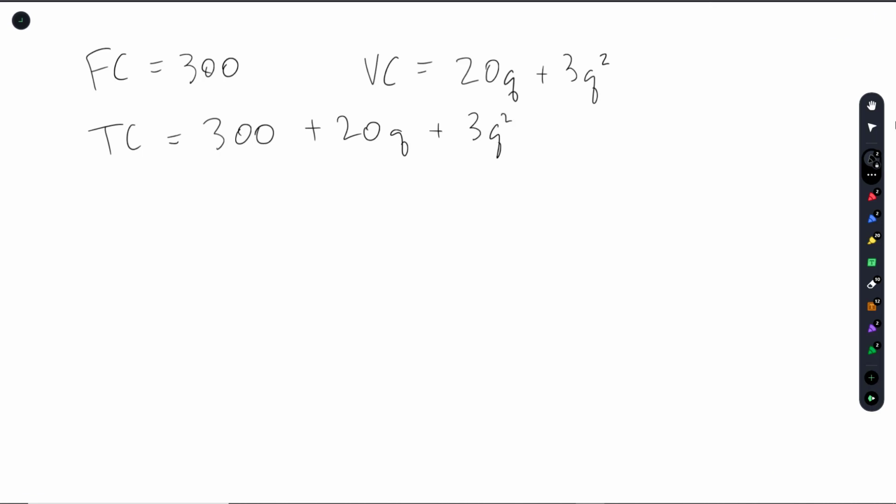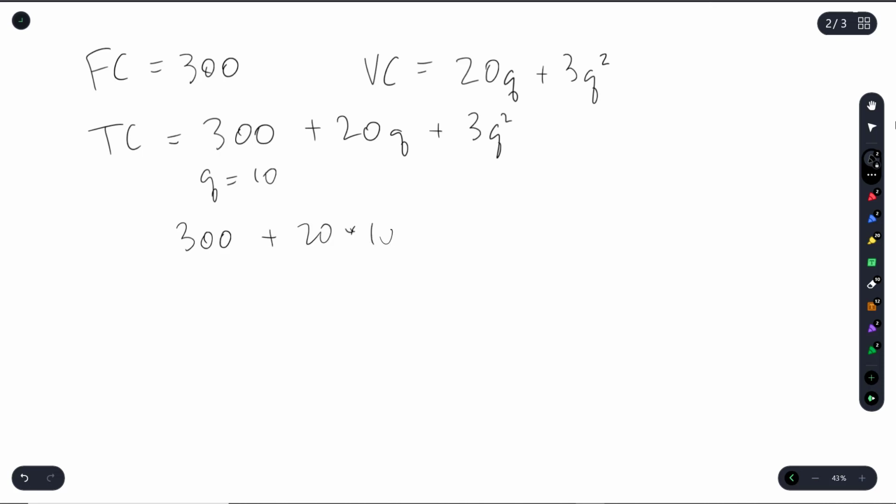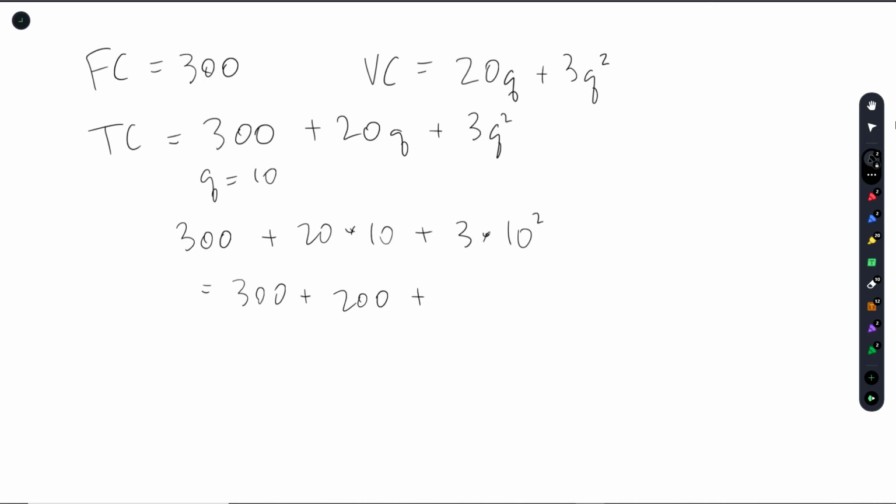Now, if we know the quantity, we can just plug that into Q and figure out what the cost is going to be. So for example, let's suppose that quantity is 10, then our total cost is going to be 300 plus 20 times 10 plus 3 times 10 squared. That's going to come out to 300 plus 200 plus 10 squared is 100 times 3 is 300, and so that's going to be a total cost of 800.